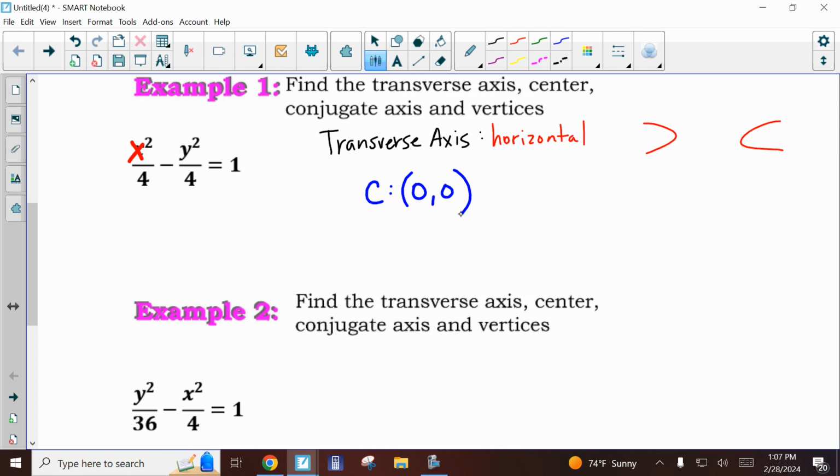Now, when I find my vertices, they are going to be based off of which axis is the transverse axis. So I'm going to have 2 vertices. The way you find the distance from the center to the vertex is you just square root the first one. So that means that A is equal to 2, and because this is underneath X, that means left and right.